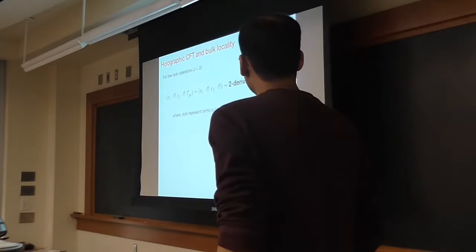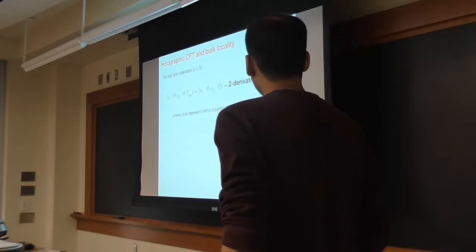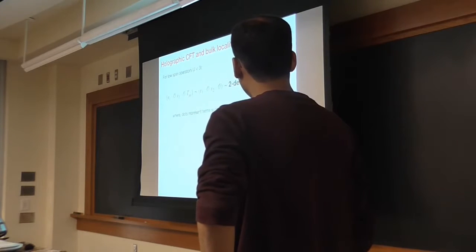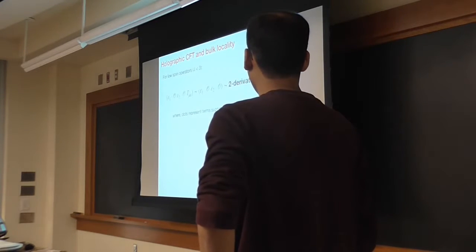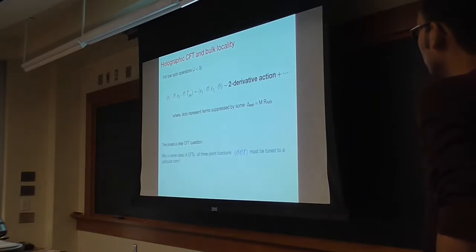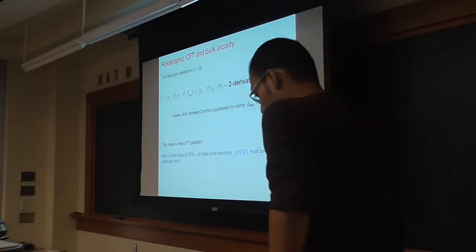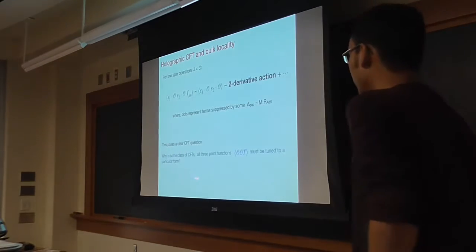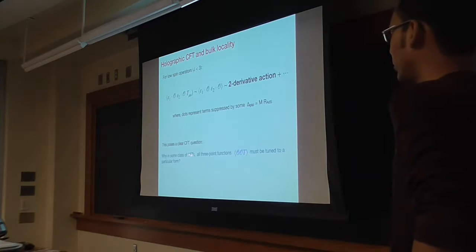And so the cutoff M that I wrote down in the bulk theory corresponds to some gap in the CFT, which is basically related by M times R, the radius. But this poses a question in the CFT. Why, in some class of CFTs, must all 3-point functions be tuned to this particular form?